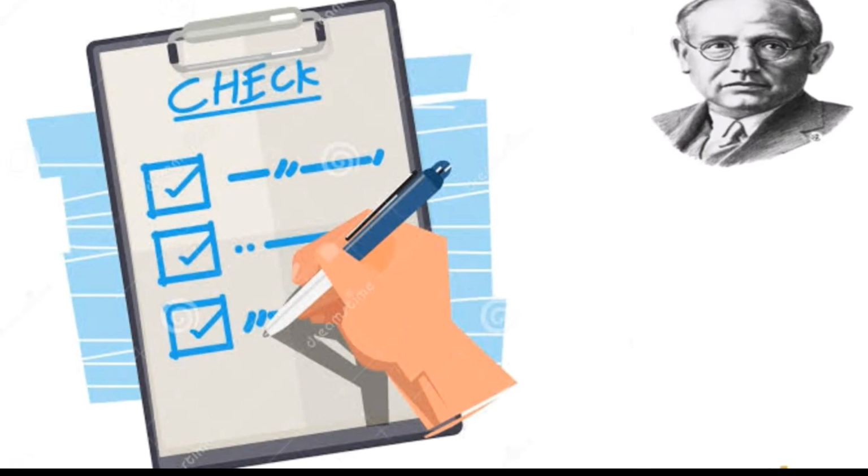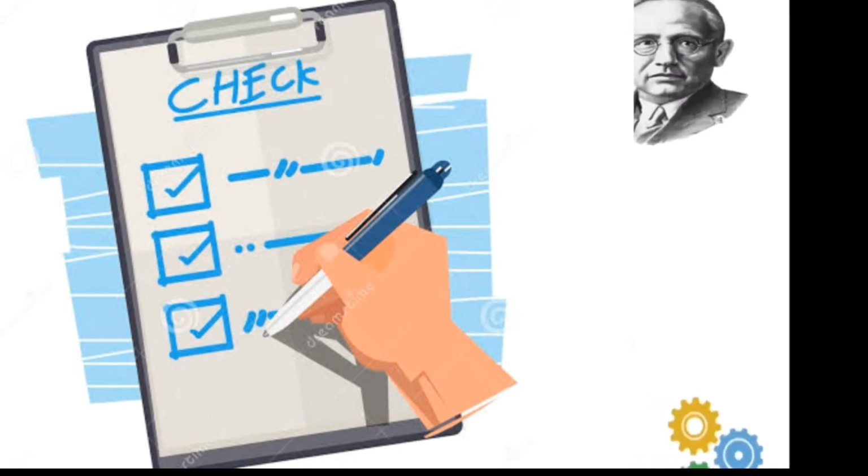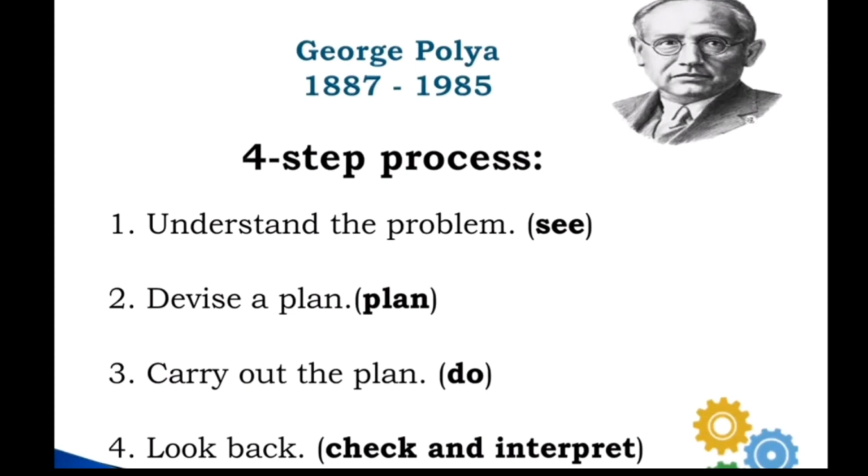And lastly, we have look back, where the keyword is check and interpret. In this case, you are going to assess whether your final answer fits what is really required or asked in the given question, especially the units and those values that are really suited to the given problem. So these are the four-step process made by George Polya for us to find the right solution with a step-by-step method in solving problems.